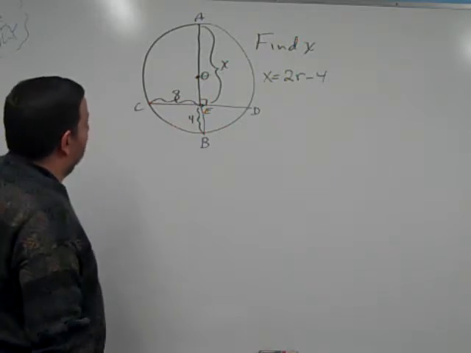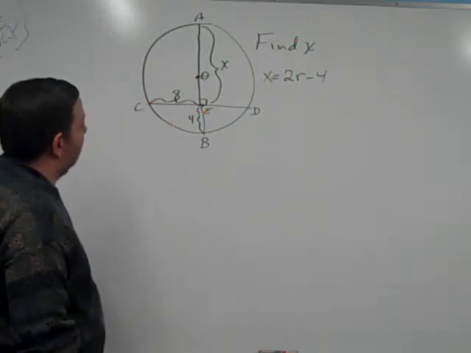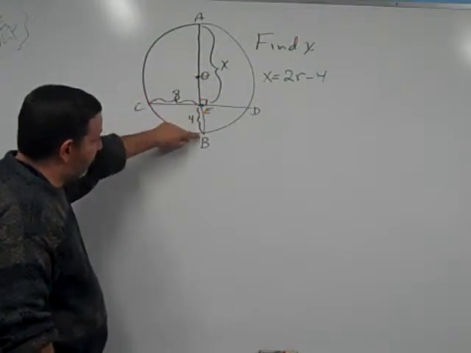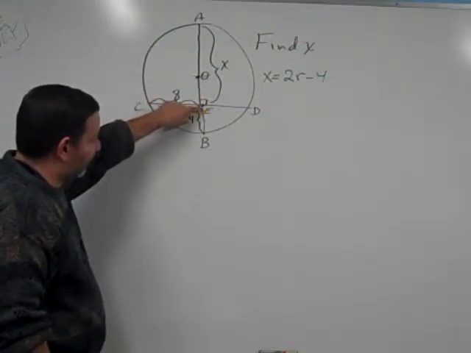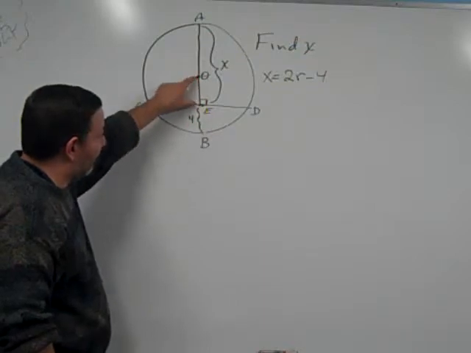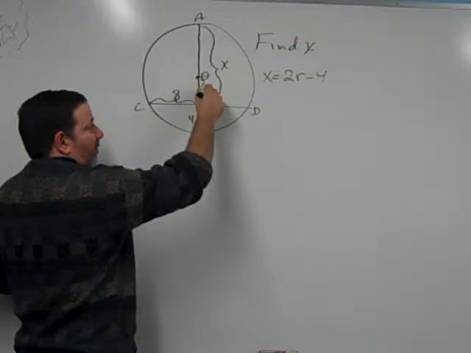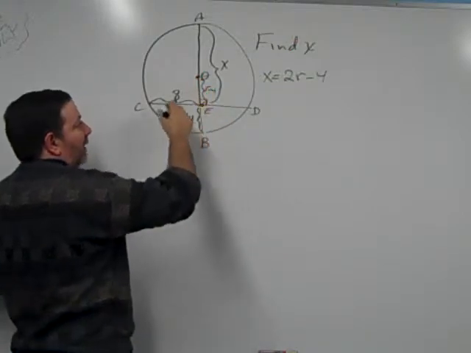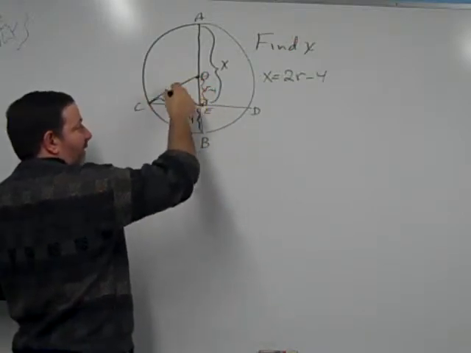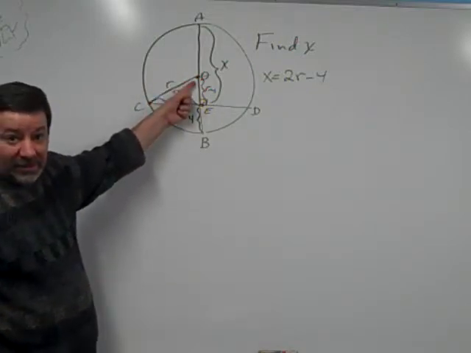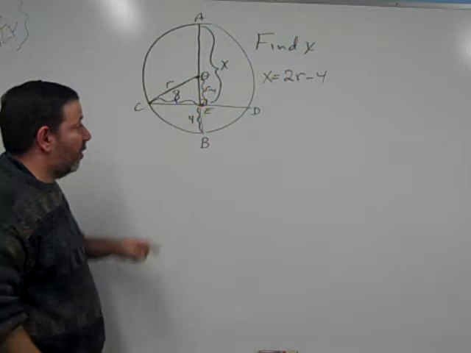Right. So now, this portion, from here all the way down, is R. And then once again, if I take away 4, this portion right here is R take away 4. And this distance is R, because if you go from the center to any point on the circle, it's R.